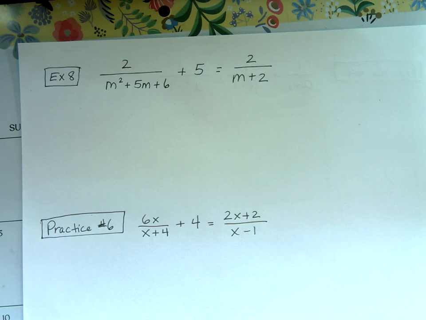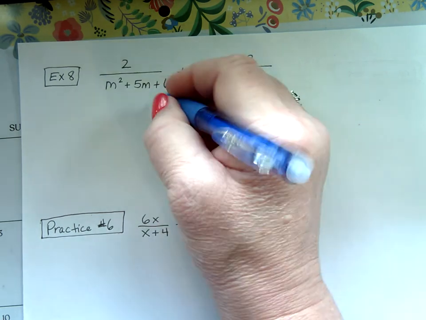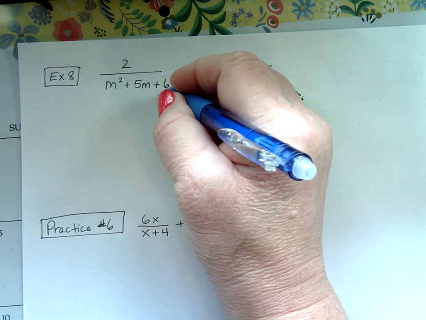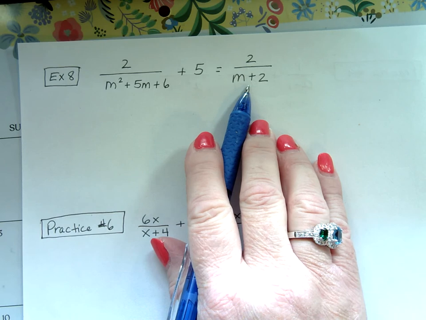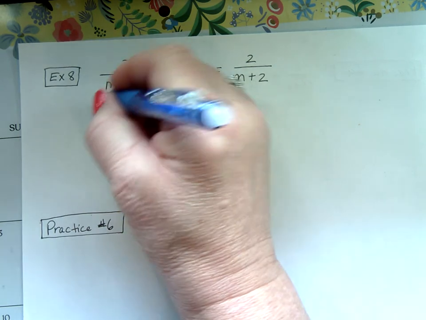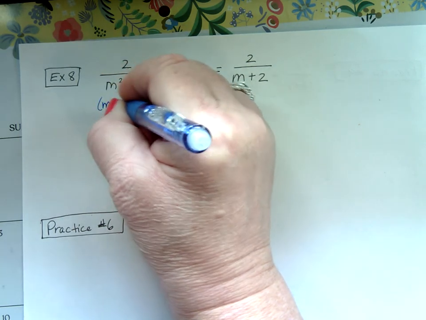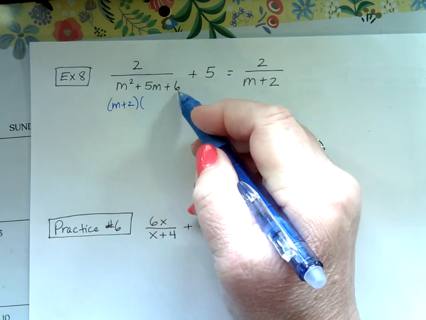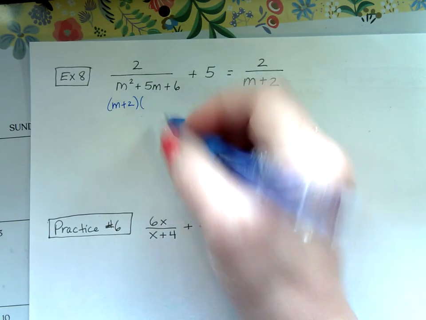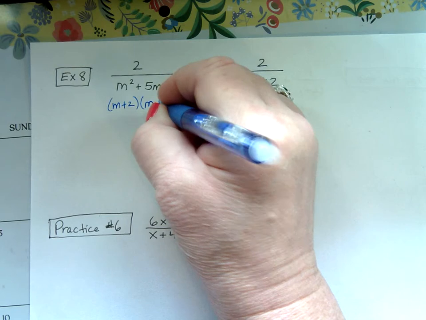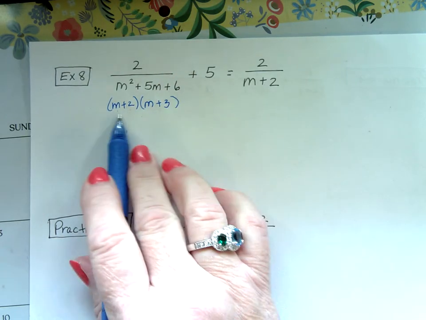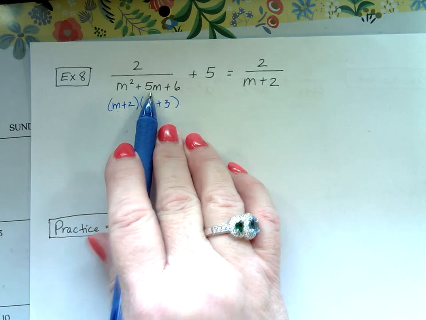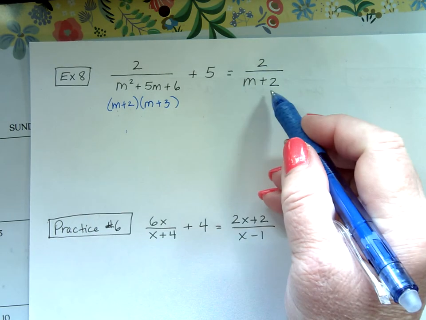All right, so example 8, looking at this guy, let's factor. If I factor this denominator, now one of my hints is maybe it might be an m plus 2. Let's think about that. If it's an m plus 2, two numbers that multiply to 6, add to 5, then this one would have to be an m plus 3. Check it out. 2 times 3 is 6. 3m, 2m is 5m, and there you go. So let that other grouping be a help to you to factor it.